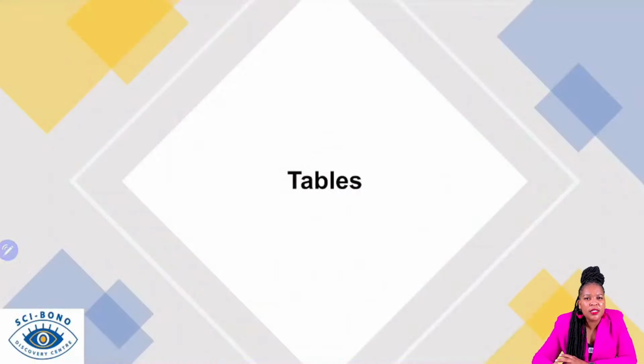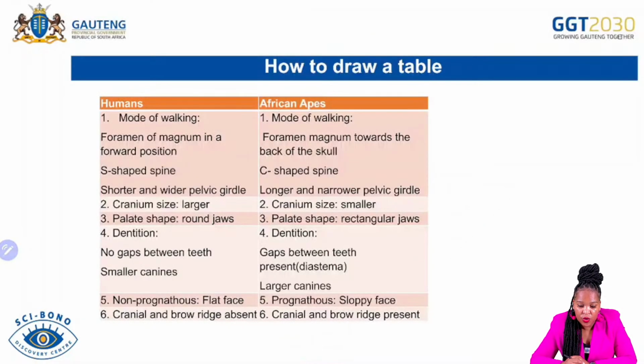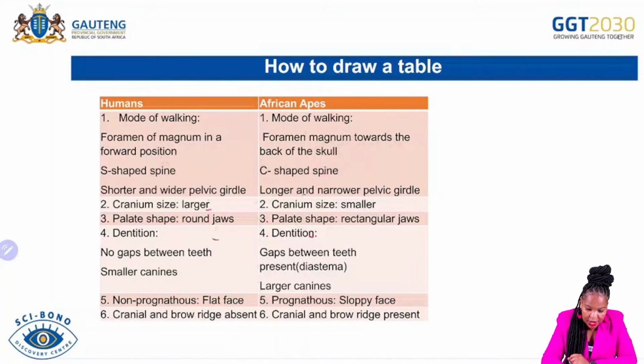Tables. Sometimes you're asked a question to say, tabulate the differences between, or please draw a table from an investigation, draw a table of the results. What must you look out for when you draw a table? This is a table showing the differences between the humans and the African apes. So the foramen magnum is more forward, and then the foramen magnum is towards the back of the skull, C-shaped spine, S-shaped spine. So these are the differences. So you see, this is a table.